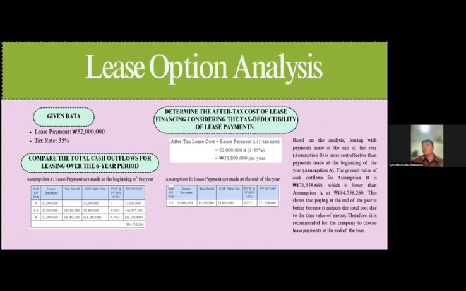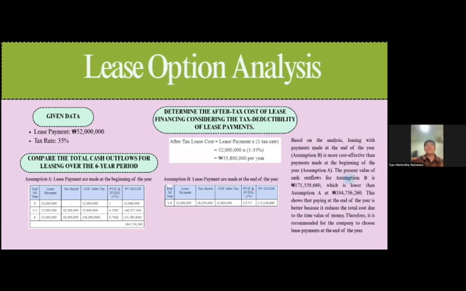The present value of cash flow for assumption B is 171 million, which is lower than assumption A at 184 million. This shows that paying at the end of the year is better because it reduces the total cost due to the time value of money. Therefore, it is recommended for the company to choose lease payment at the end of the year.